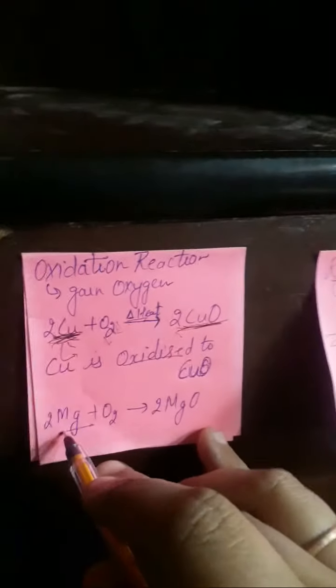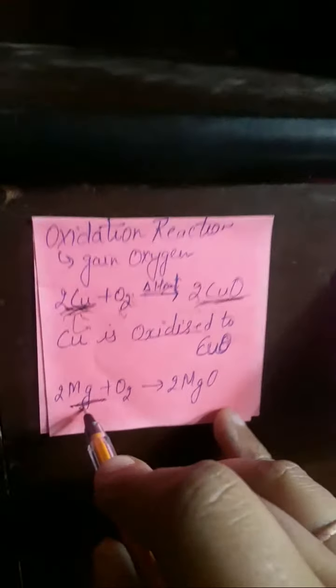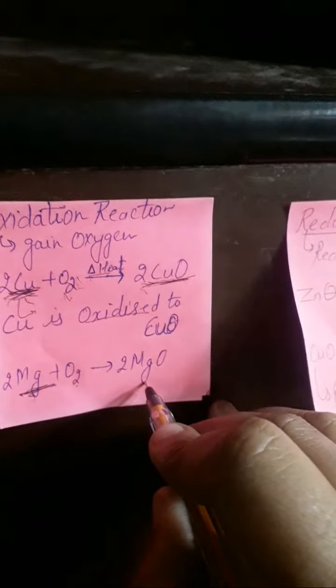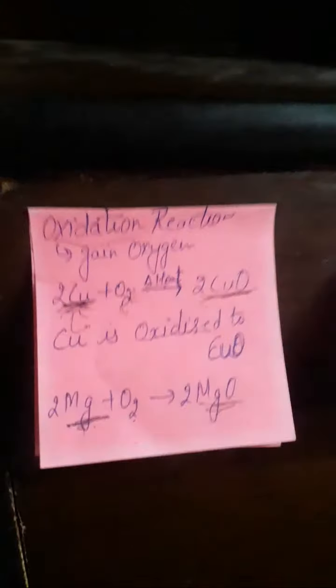Then one more example here, magnesium, Mg. When magnesium reacts with oxygen it forms magnesium oxide. So it means that magnesium is oxidized to form magnesium oxide. This is an oxidation reaction. In this reaction, oxygen is added to these metals or elements. So simply you can say oxidation means gain of oxygen.